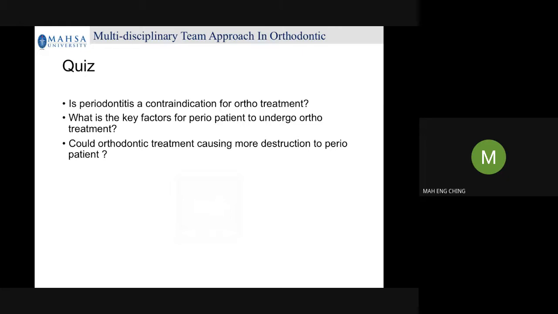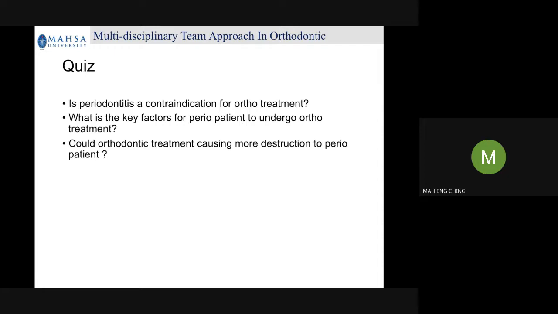So what is the key factor for perio patients to undergo ortho treatment? What are the key factors? Just give me a few. Can we have Andrew? No? Can we have Peter? Control plaque accumulation and gingival inflammation. Okay, good. Control the plaque accumulation and the gingival inflammation. So that's a key factor. Control the disease, then everything will look good.